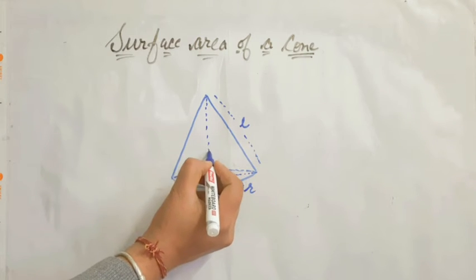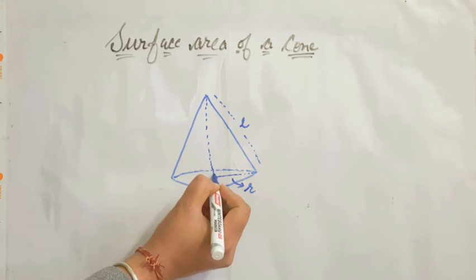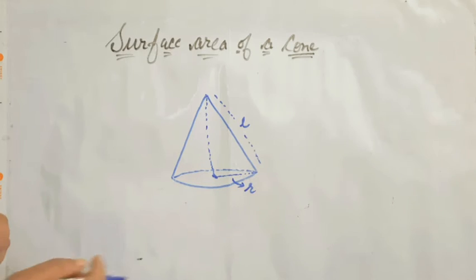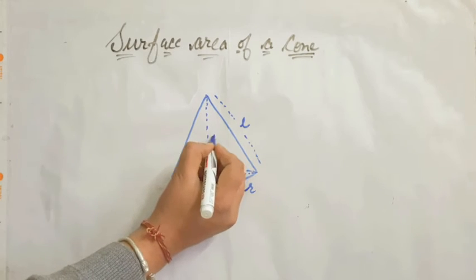What will we call this? This will be termed the height. It is termed the height of a cone.